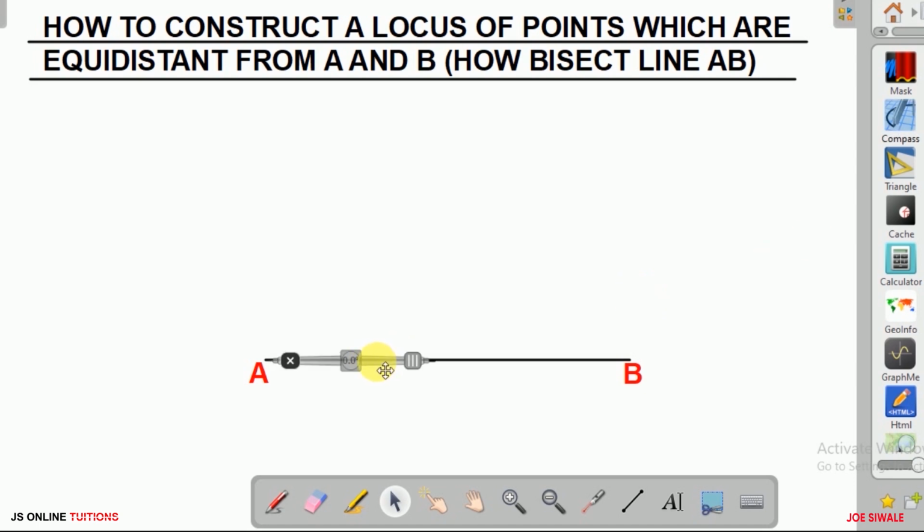So if we get our compass and starting at point A, we're going to measure more than half of line AB. If we want, we can measure this line. As you can see, it's giving 13.2. So more than half we can get us 8.3. It doesn't matter, you can get 8.5. So as you can see, we have more than half of line AB there.